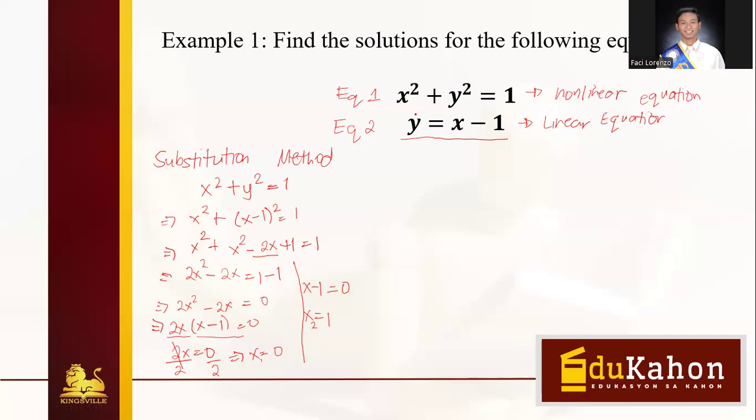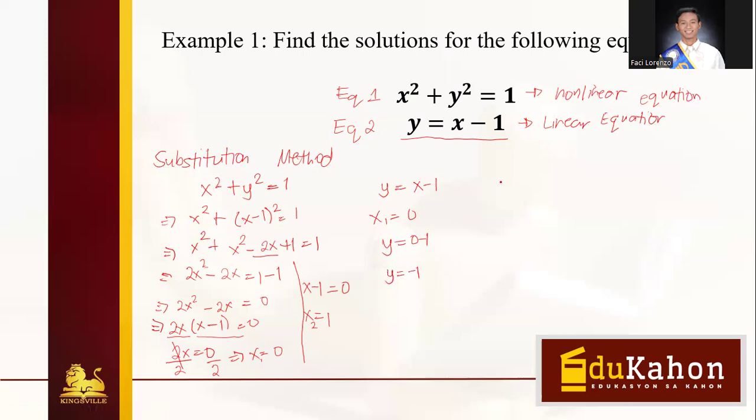Now, we will try to find the value of y based on the values of x that we had solved to get the solution of the following equations. Now, we try to use equation 2. And equation 2 has an equation of y is equal to x minus 1. Now, if x sub 1 is equal to 0, let's substitute: y is equal to 0 minus 1, and y is equal to negative 1.